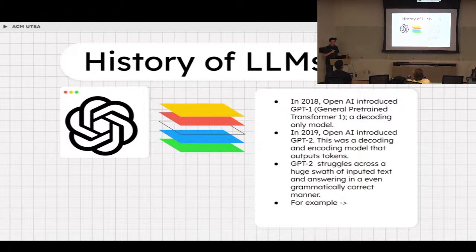So this one was able to basically take input tokens, reason over the tokens, and then output tokens, so you would get a response back. GPT-2, though, would struggle across a huge swath of the inputted text, and even answering in a grammatically correct manner, like an answer that looks correct, it couldn't really consistently pull off at all. But the text was generally like, yes, that is a sentence that it is giving you back.